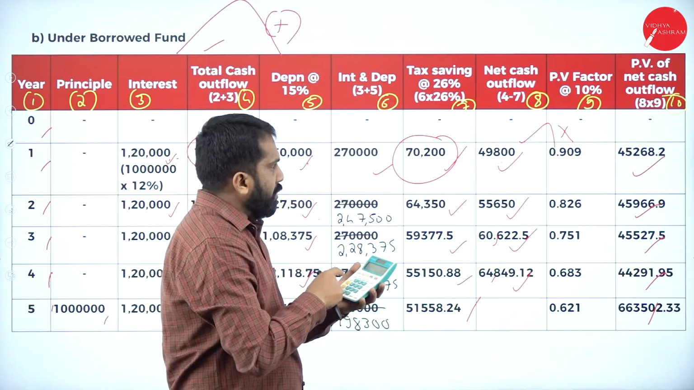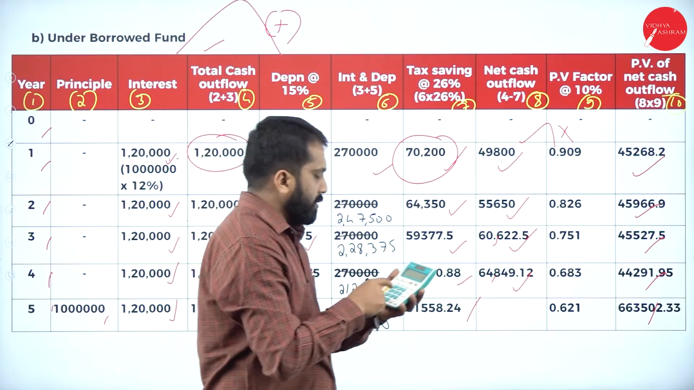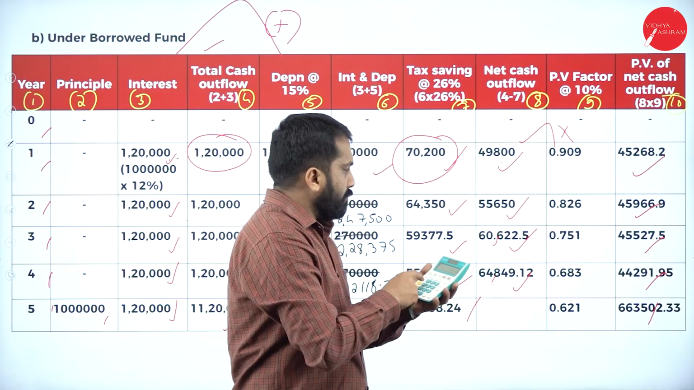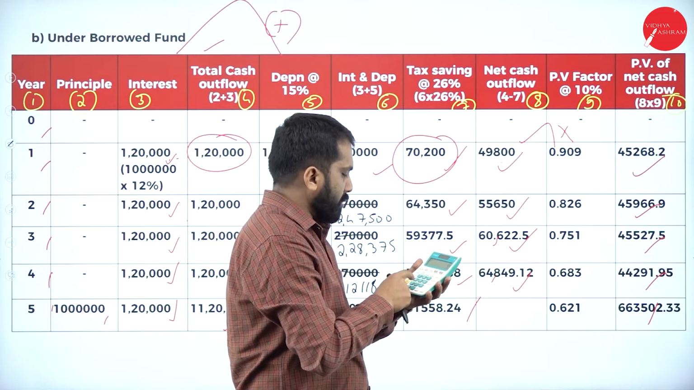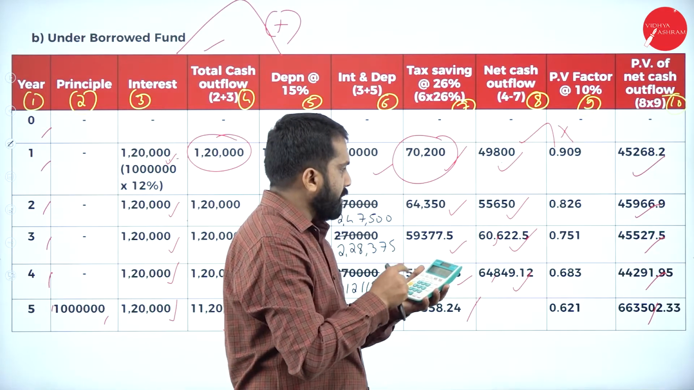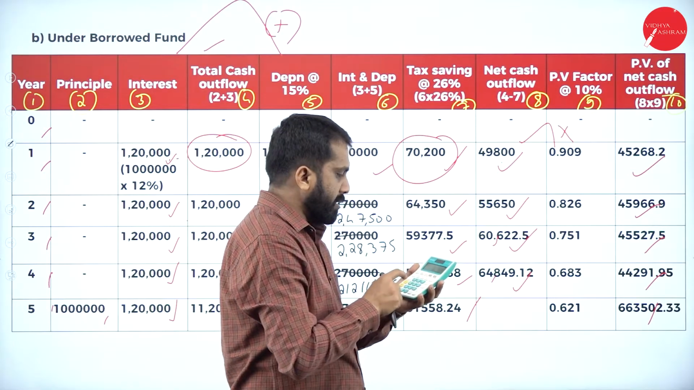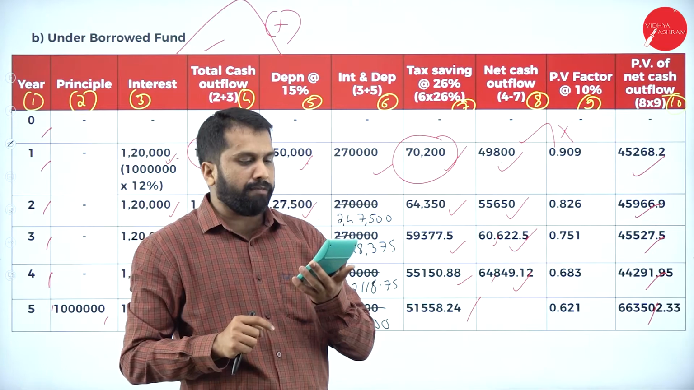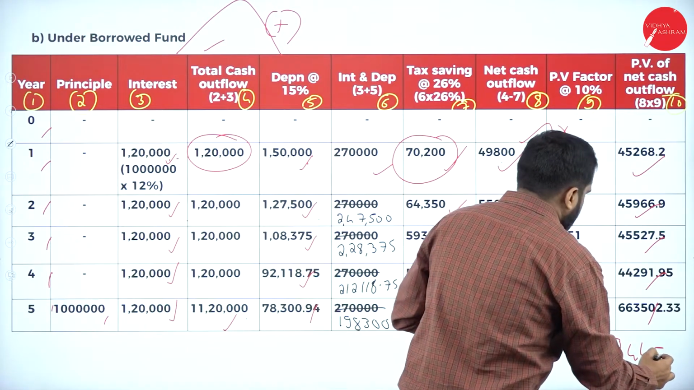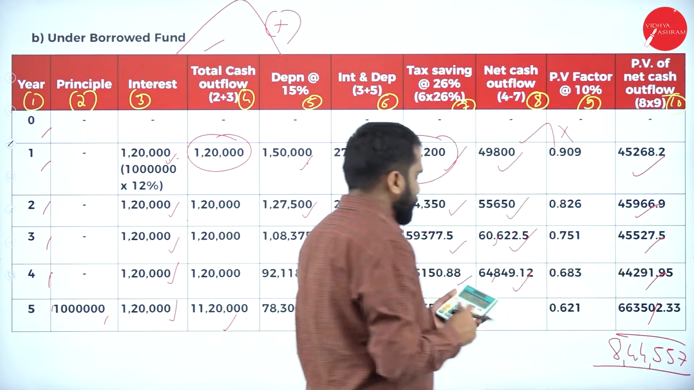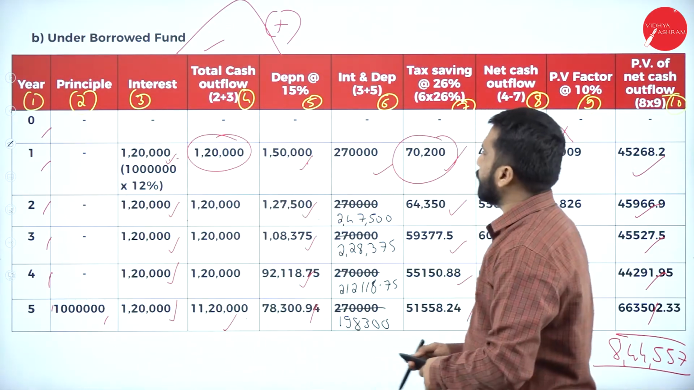Now, if you total this, 45,268.2 plus 45,966.9, 45,527.5 plus 44,291.95 plus the rest, 6,63,502.33. I got around 8,44,556. 8,44,557 I can take. So this is my answer. How much did I get? 8,44,557 is my answer.